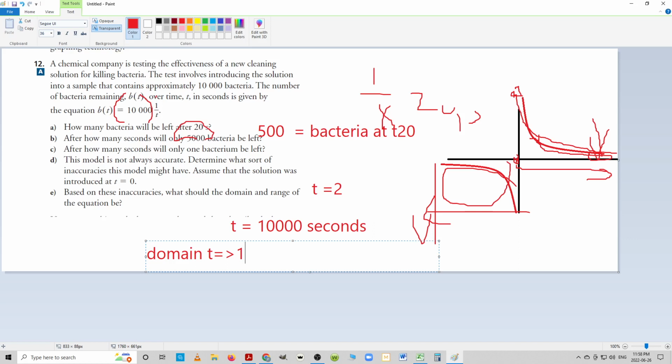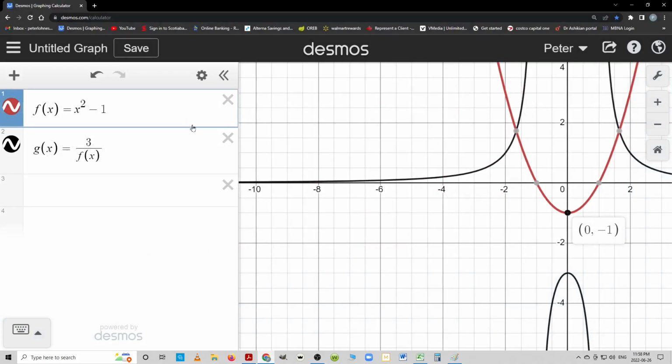And technically, it should probably be time smaller or equal to like 20 or 10,000, because you're not going to just have 1 bacteria left. But this last part is debatable. I would say that is definitely the restriction, which means that y, or bacteria, will always be smaller or equal to 10,000. Let's check this out on the graph, see what it looks like.